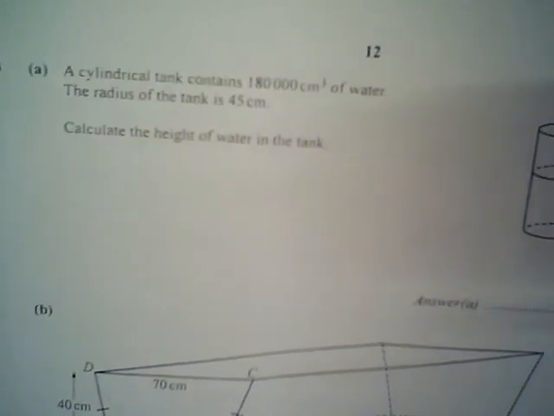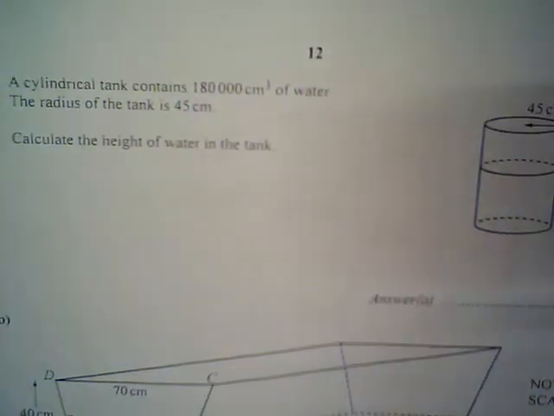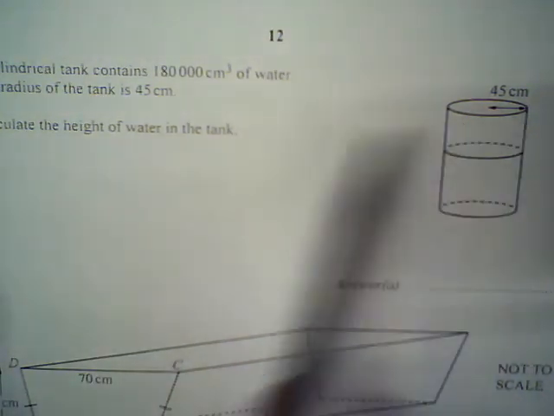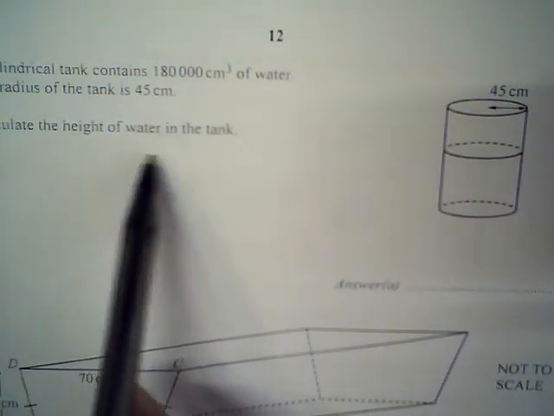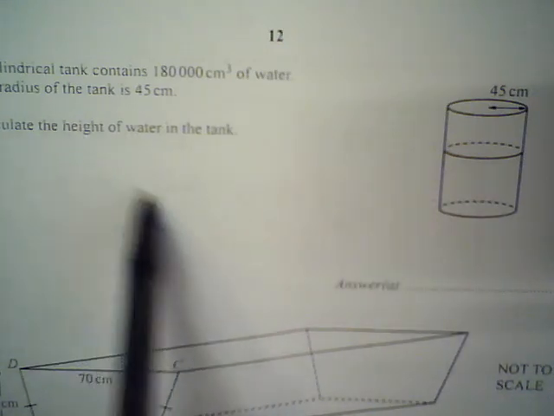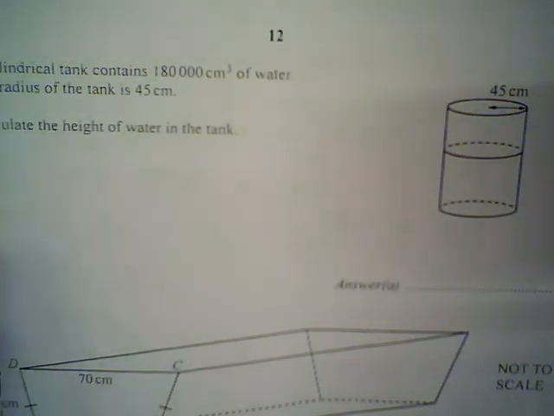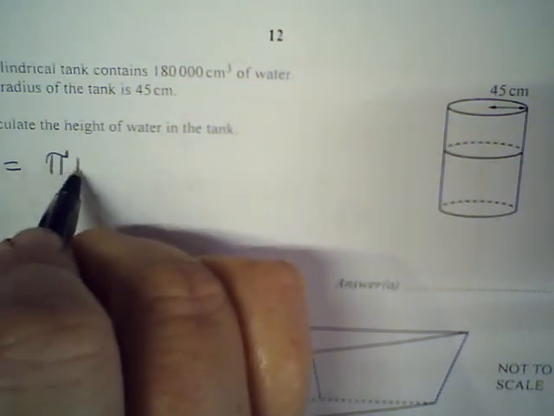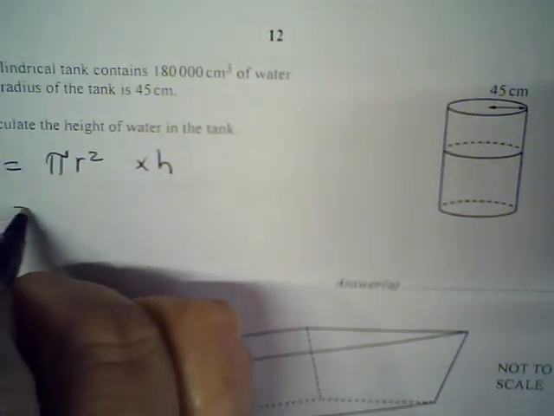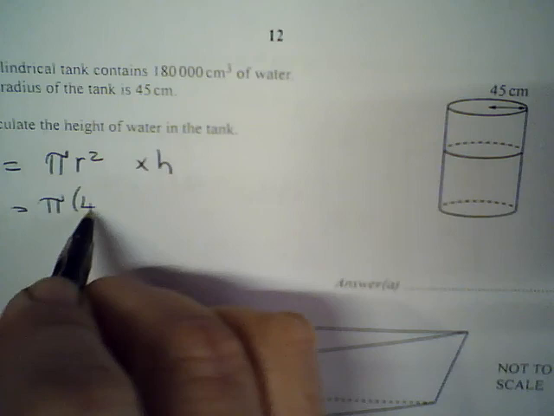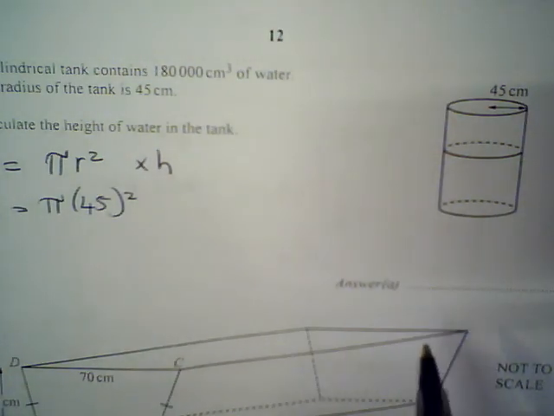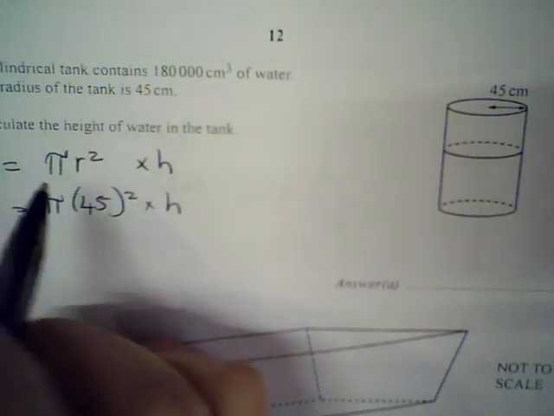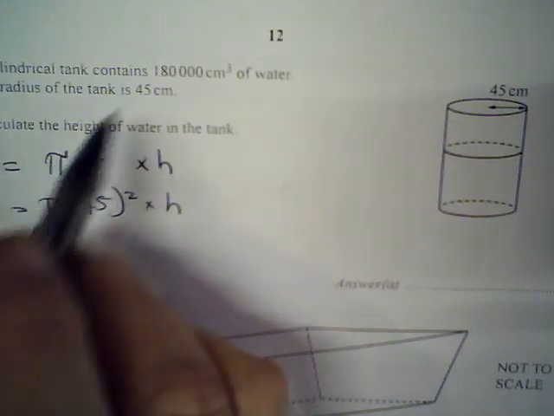A cylindrical tank contains 180,000 centimeters cubed of water. The radius of the tank is 45 centimeters. Calculate the height of the water in the tank. Okay, so we know the volume of a tank is the area of the base, which is pi radius squared, times the height. The radius is 45, and we want to find H, but we do know that the volume is 180,000.